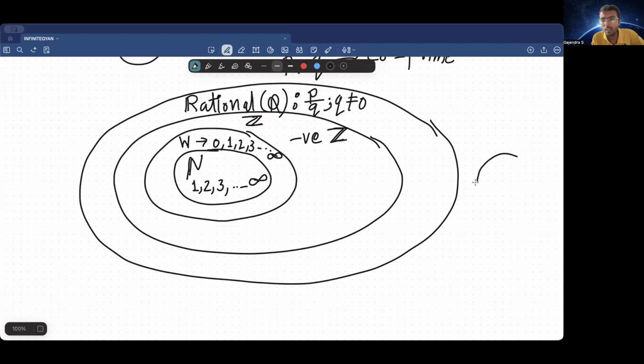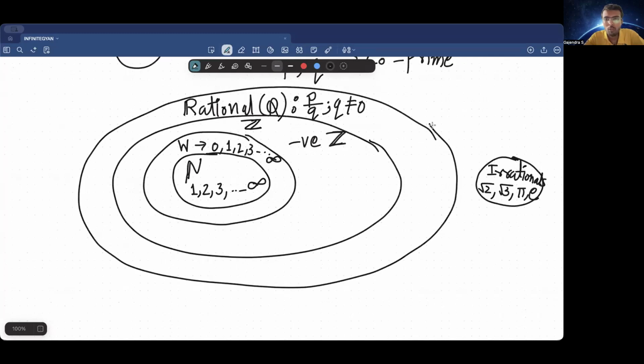And then we have irrational numbers. Irrational numbers will not belong to this category. They will form a separate family of numbers, irrationals, right? So something like root 2, root 3, pi, e, exponential form. So basically these are the irrational numbers.